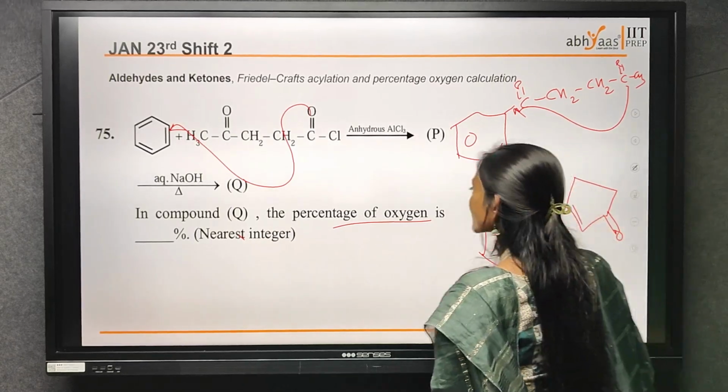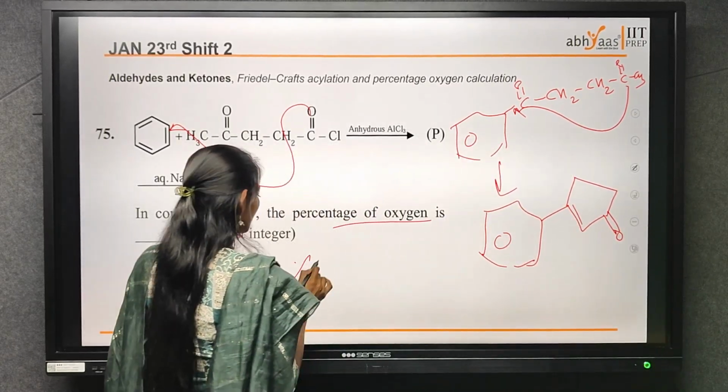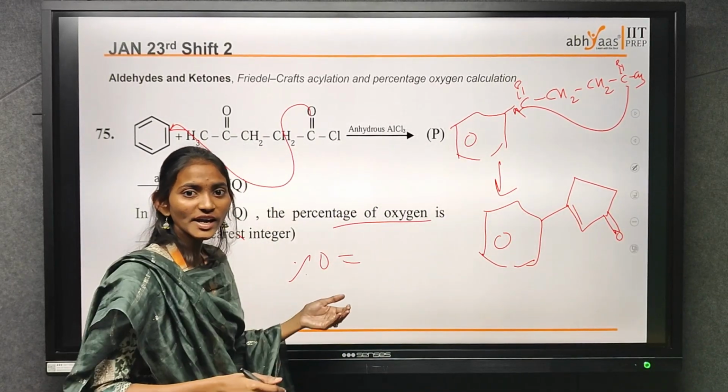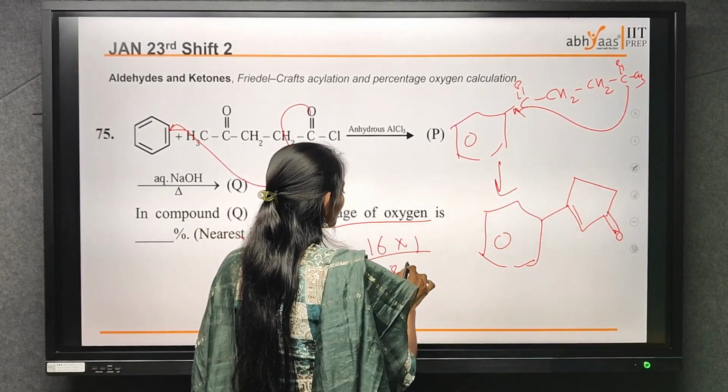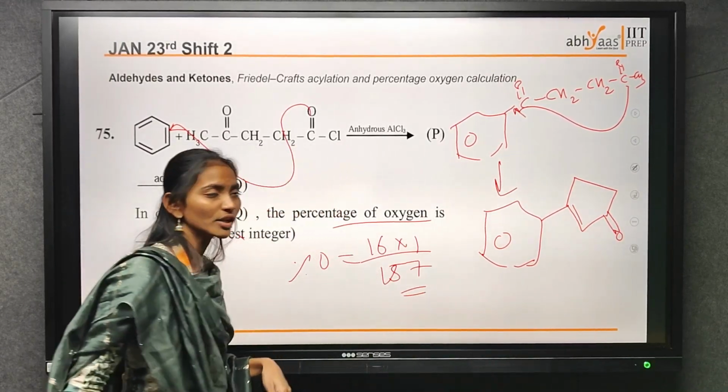right? So they are asking the percentage of oxygen. Here percentage of oxygen, what we are having here, only 1, right? 16 into 1 by 157, you are getting your molecule.